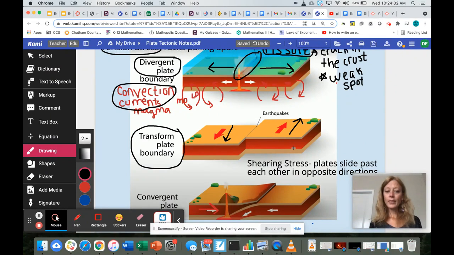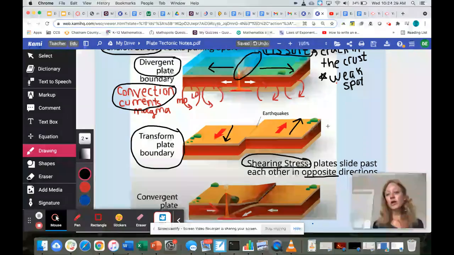Okay? So the stress that causes this, I did type this part in for you, is shearing stress. So let's go ahead. You can either highlight that if you want to highlight it, or you can circle it, right? There are all sorts of tools here from which you can choose if you want to highlight. Okay, and this shearing stress makes the rock move in opposite directions.